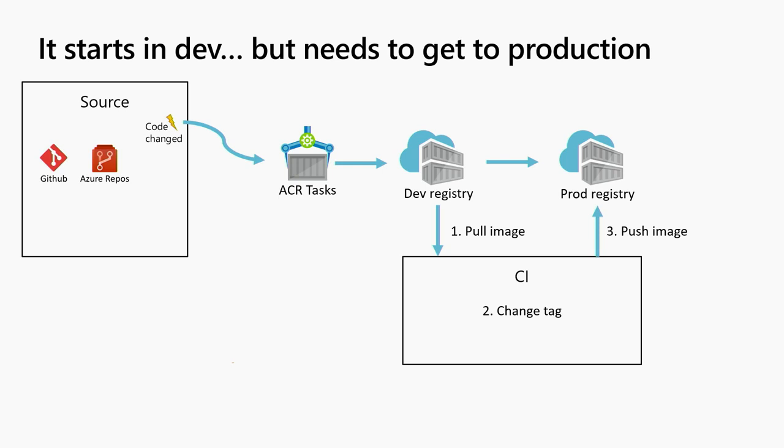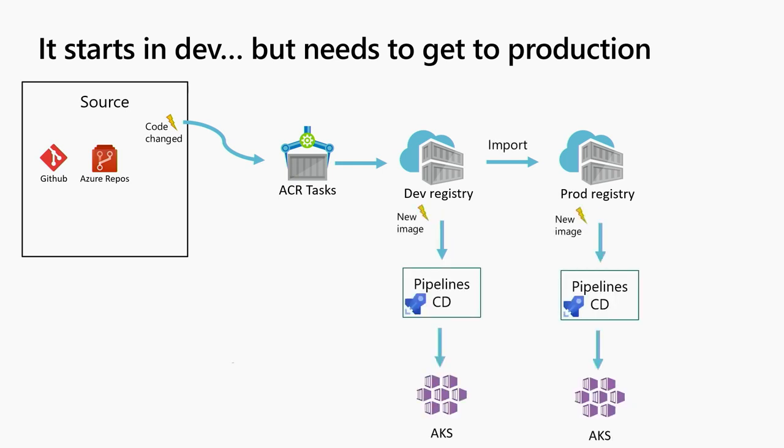And with ACR, what we have is a really nice service-side feature to do that in a single step. So we can say to the production registry, go import this image from another registry. And that takes out that pull, tag, push dance from the process, and it just happens service-side.